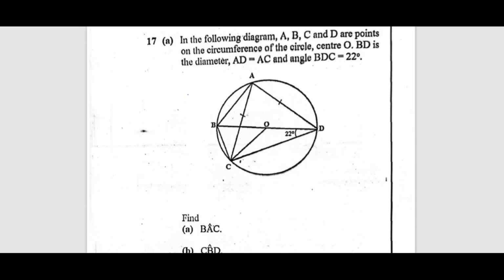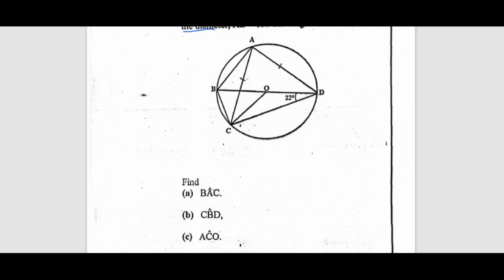In the following diagrams, A, B, C, and D are points on the circumference of the circle center O. BD is the diameter, so whenever we have a diameter, this means that we are going to have two semicircles. Then AD is equal to AC, and angle BDC is equal to 22 degrees. So let's look at the questions. Find BAC, so this angle here. This is the angle that we are looking for first.